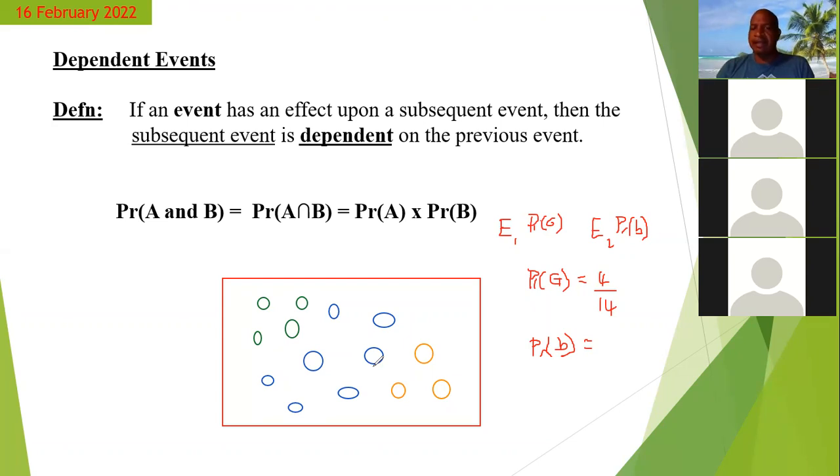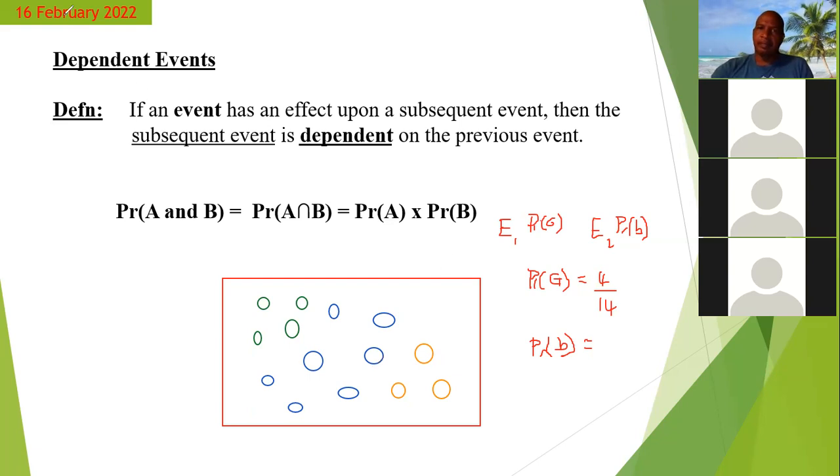So if you think of these as fruits, and all of these are fruits. So you have green fruits, blue fruits, and orange fruits, right? So let's say that you took a green fruit out of the box and eat the green fruit, right? Now the probability of taking a green fruit would be 4 out of 14. But now what would happen to the probability of eating a blue fruit? What would be the probability?